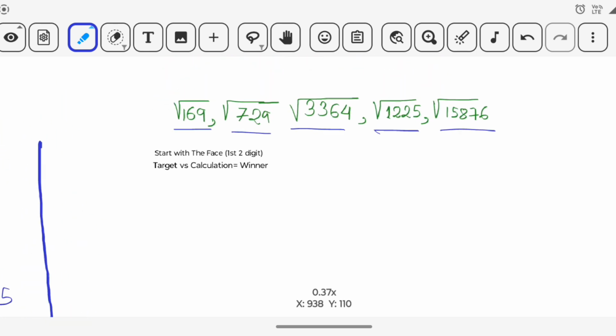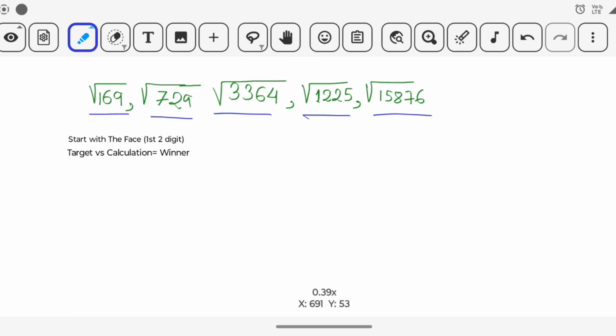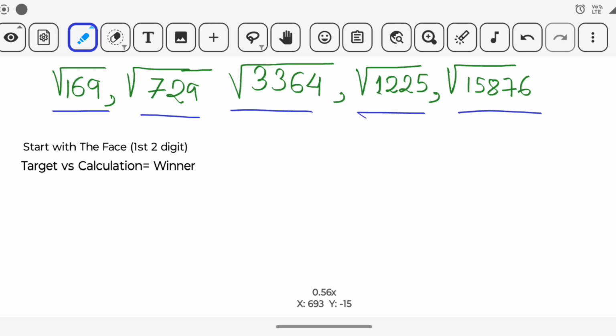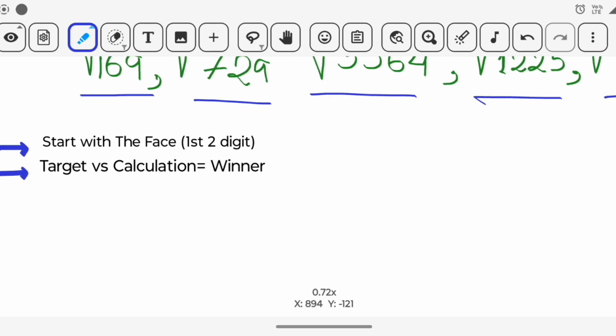How to calculate? To calculate the square root of any number within 3 seconds, literally, when you practice a lot, you will get the square root in 3 seconds. To calculate the square root of any number in 3 seconds, we have to follow two rules. The first one is: start with the face.